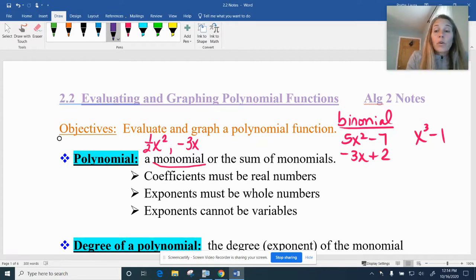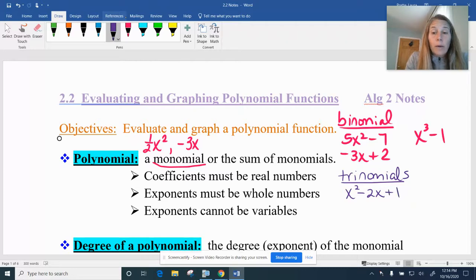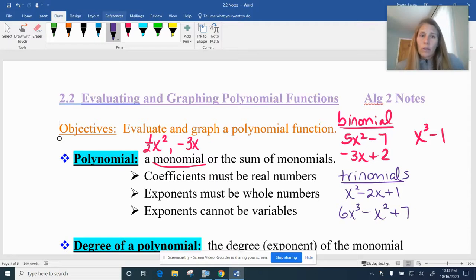And then there's also trinomials. And that would be when you have three terms put together. So it could be like x squared minus 2x plus 1. That would be an example of a trinomial. Or you could have 6x cubed minus x squared plus 7. That would be a trinomial. It's just basically three separate terms linked together with those addition and subtraction signs. And then, of course, polynomials can also have more than 1, 2, or 3 terms, but we're just going to lump those together as a generic polynomial and not give it a more specific term.